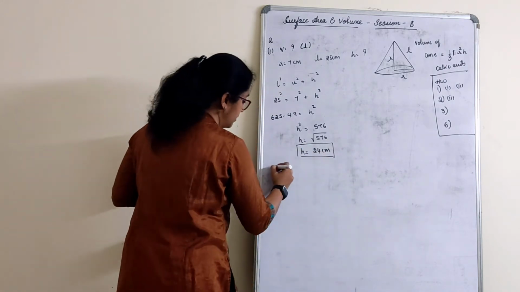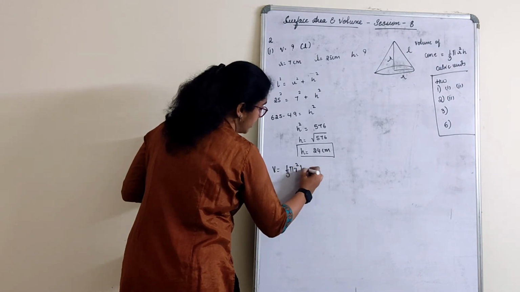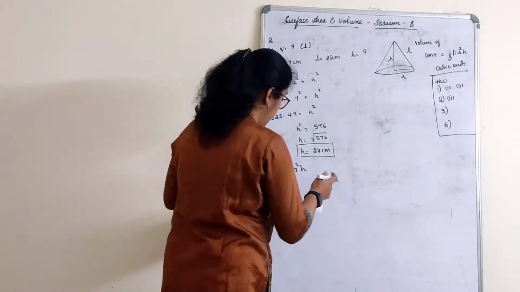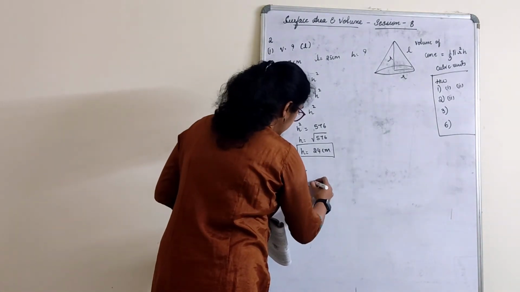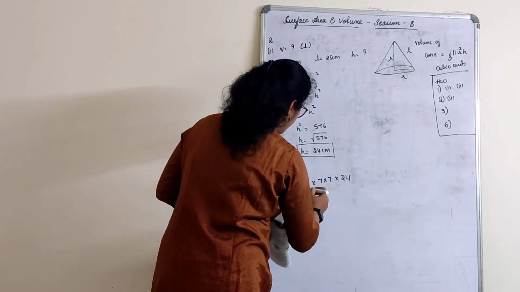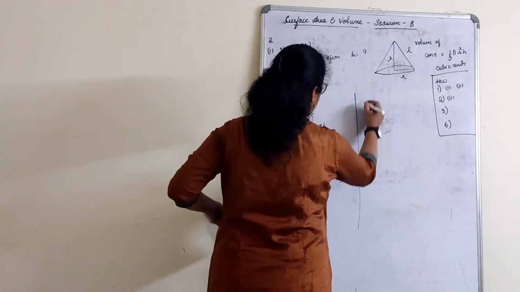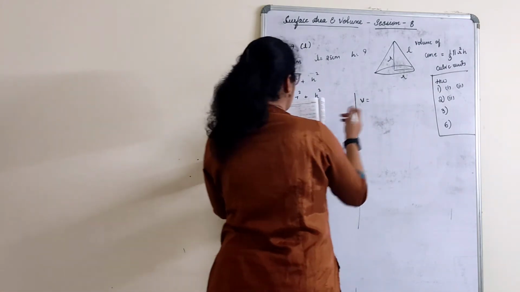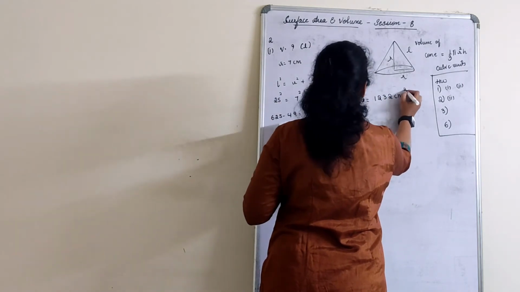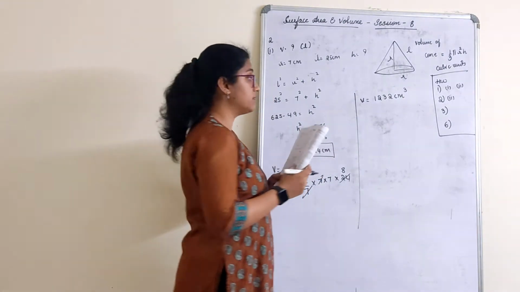Now, having h, the volume of a cone is 1 by 3 pi r square h. 1 by 3, use pi as 22 by 7, just check if nothing is given. R is 7 into 7. H is 24. 7 and 7, 3 ones are, 3 eights are. Volume is equal to 1232 centimeter cube.